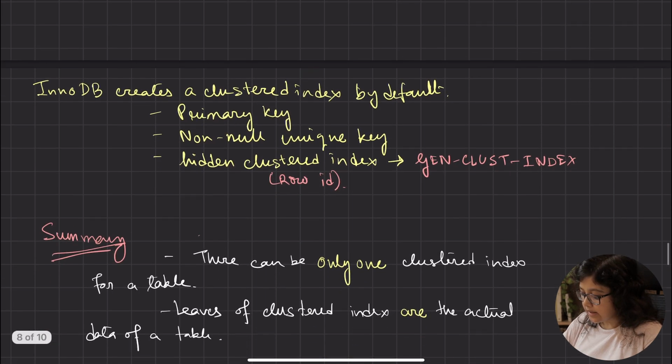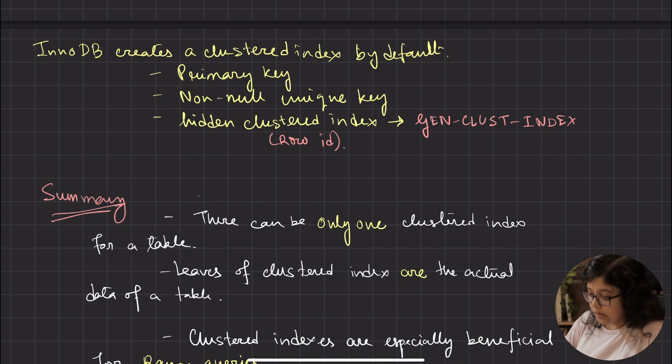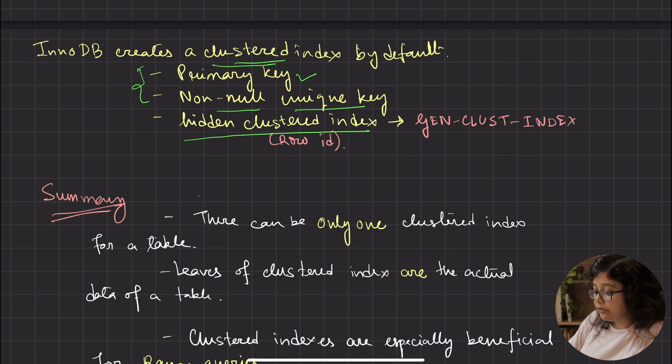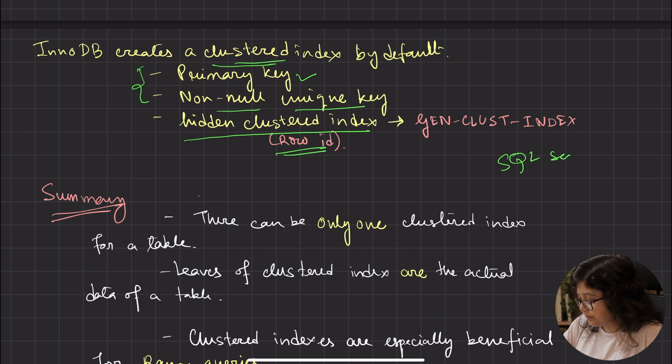Clustered indexing is the default behavior for InnoDB. That means that every table has a clustered index by default. So if a table has a primary key, then that will be the clustered index key. If a table does not have a primary key, in that case a non-null unique key will be the primary key. If both of these are not present, in that case InnoDB will create a hidden clustered index. That is, it will create a hidden column that will store the row ID, and that will be used as the clustered index key. Not all databases follow this behavior. For example, in SQL Server, clustered indexing is not the default behavior.